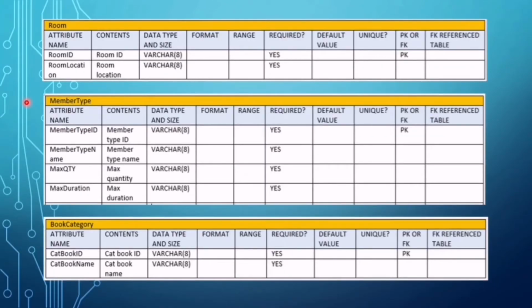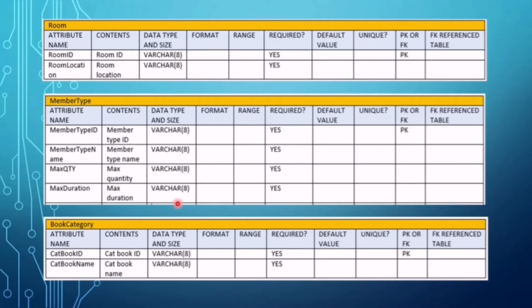In the room table, there is room ID and room location. Room ID uses varchar with 8 units and is the primary key. The room location uses varchar with 8 units. In the member type table, there is member type ID, which is the primary key. There is also member type name with the data type varchar 8 units. Max quantity is included with a data type varchar 8 units. There is also a variable called max duration with a data type varchar with 8 units.